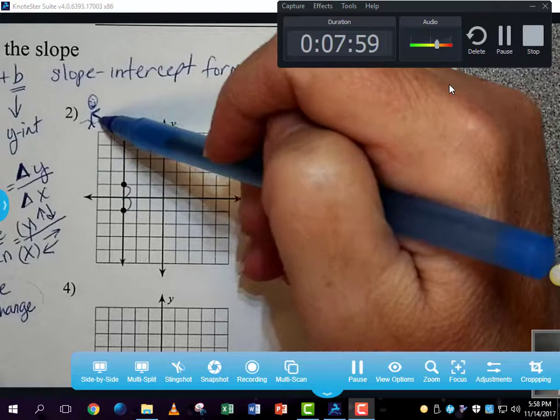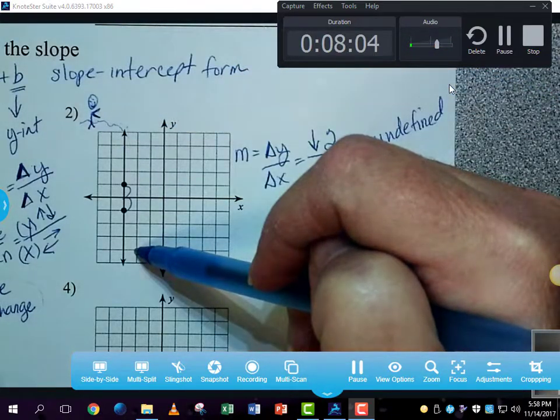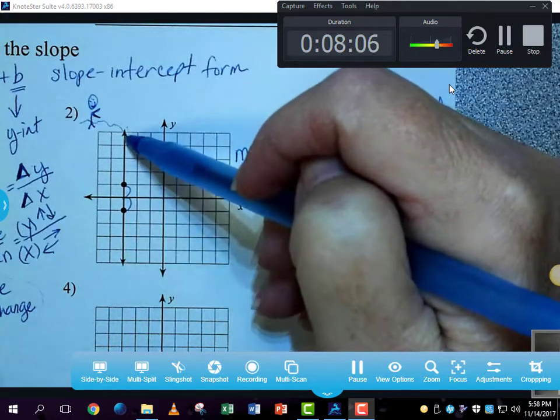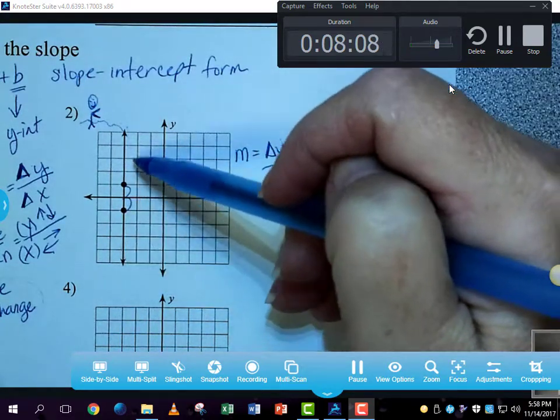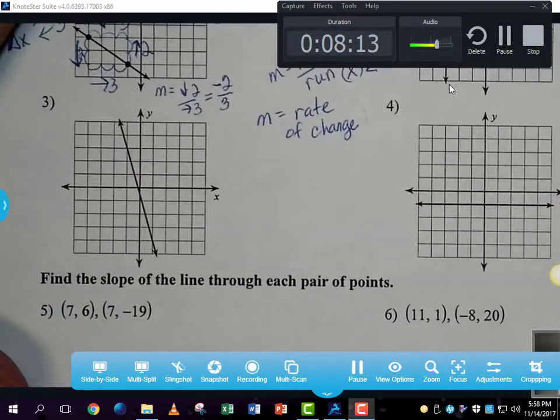So you're skiing along, woot doot doot, you get to the edge of the cliff, crash. Right? There's no slope here, no slope at all. It is undefined.